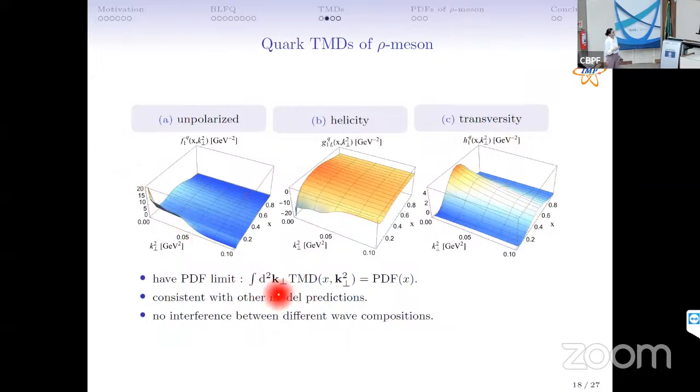So except for this low x region, which is interesting, people have never found this kind of structure because they have not taken the higher Fock sector, explicitly the gluon, into account. Then these distributions have the PDF limit. And we have found that beyond this x of 0.2, they are consistent with the other model predictions. And these distributions have no interference terms between the wave components.